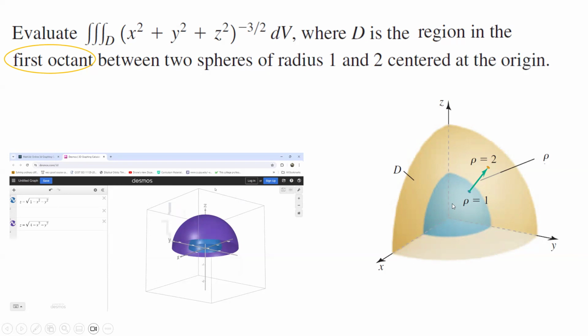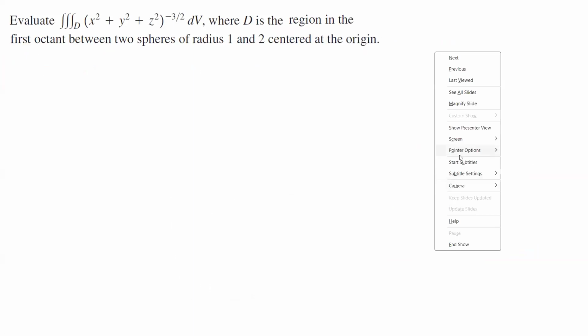For the very first sphere, rho is 1. The second sphere is of radius 2. So rho must be equal to 2. So your rho is bounded between 1 and 2. This is obvious from the object that you can see here. Now for the rest of the variables and the boundary for theta and phi.